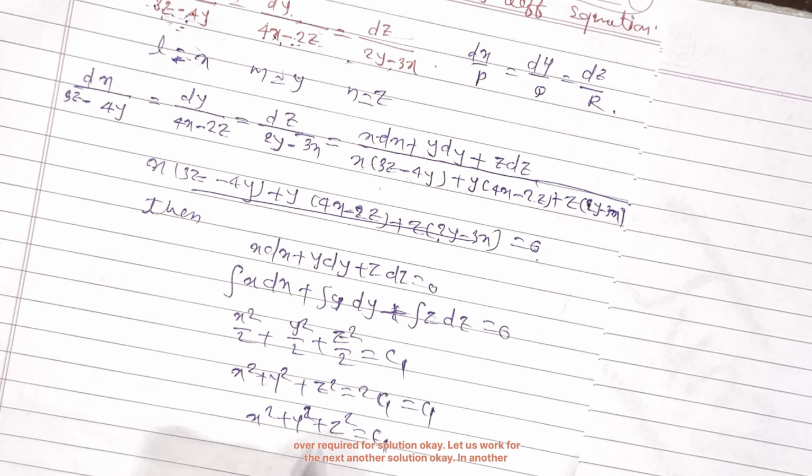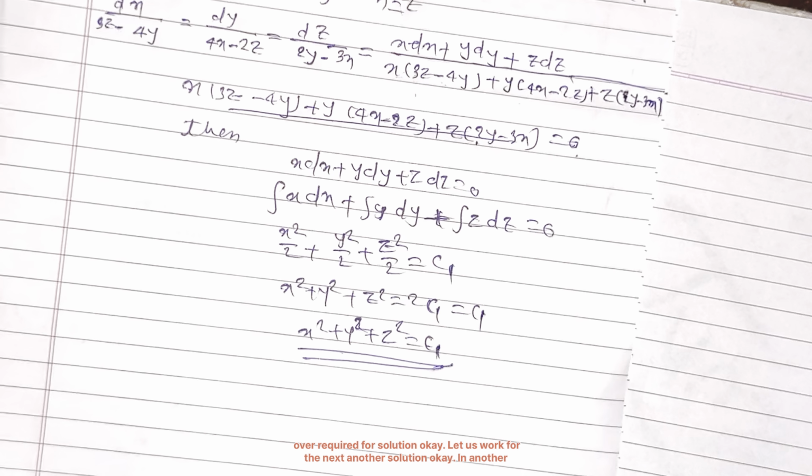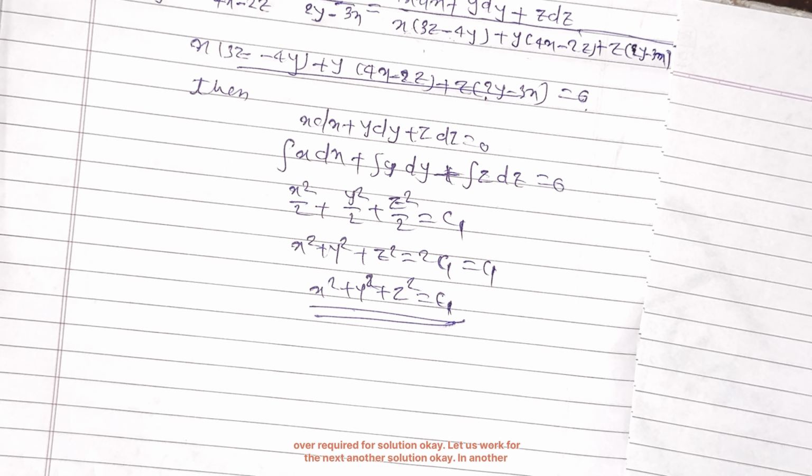Okay, that is our required first solution. Let's work out another solution. In another solution we want some other values for L, M and N, that gives us L dash, M dash, N dash, that gives us the value for the given function. It is an addition for which the denominator is 0.